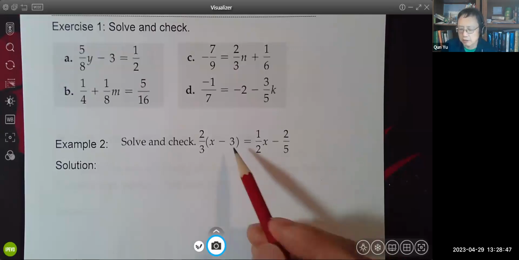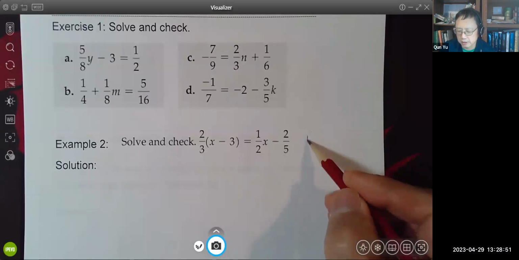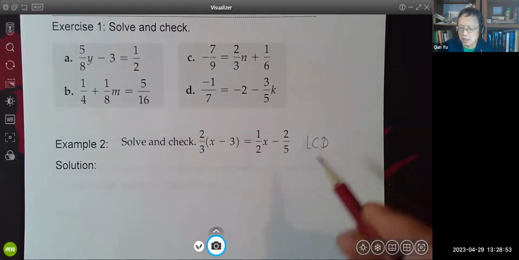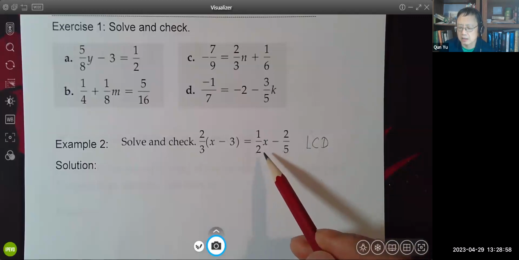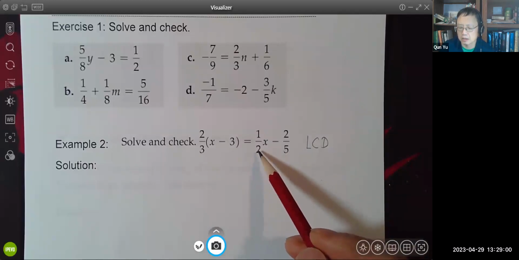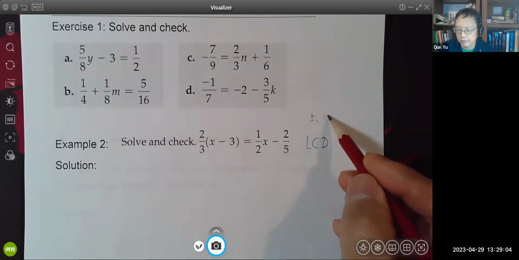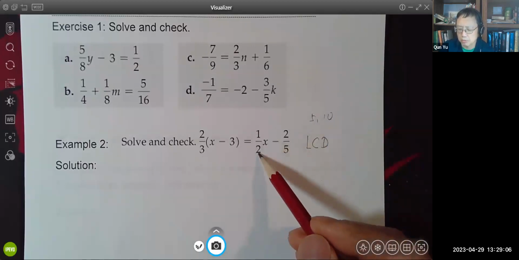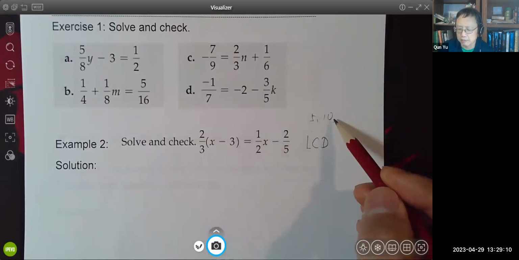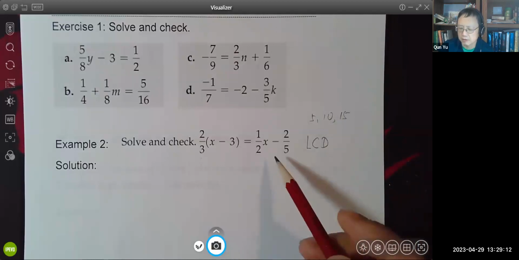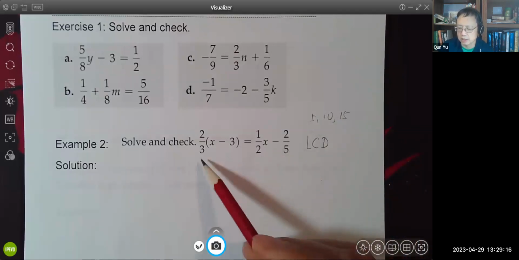So first, I want to get rid of these denominators by looking at the LCD, right? Now, the largest number among these 3 is 5. Apparently, 5 is not a multiple of either of these two numbers. So the next multiple of 5 is 10. 10 is a multiple of 2, but it's not a multiple of 3. So we look at the next multiple of 5, which is 15. Now 15 is not a multiple of 2, so we don't need to check the other one.